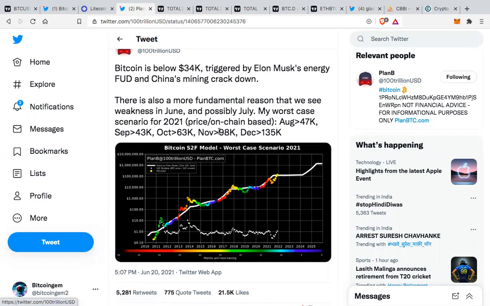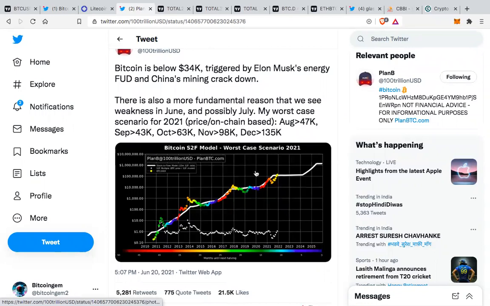On June 20, what Plan B said, according to the stock-to-flow model, was that we will have in August around 47K, which exactly happened. We will have September at around 43K. We have already retested 43K and are consolidating.